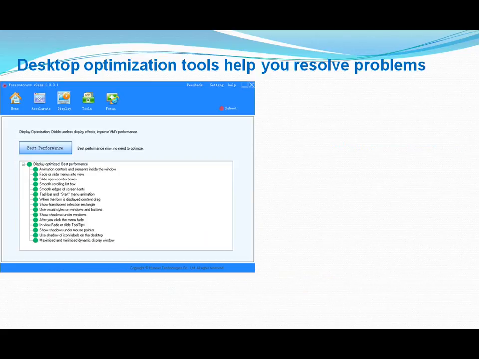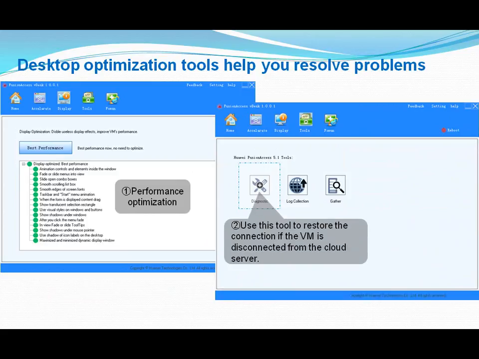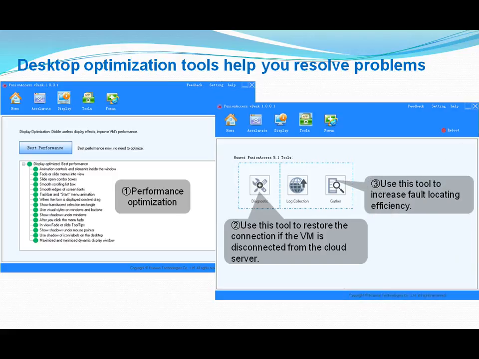Huawei also provides a set of system optimization tools to improve your experience. These tools can help you optimize VM performance. When the VM is accidentally disconnected from the server, you can use the diagnostic tool to restore it. When the VM is faulty, you can use the getter tool to collect fault information. The collected information helps the administrator quickly locate and rectify faults.